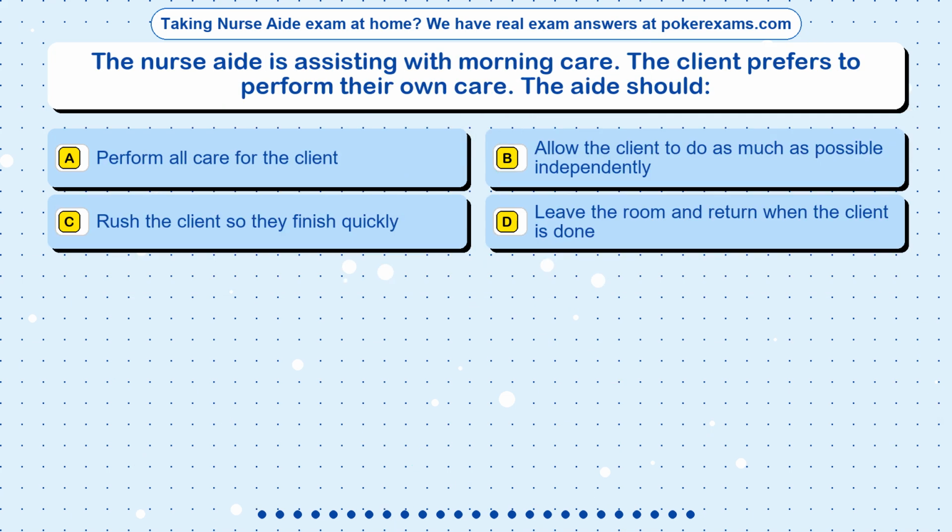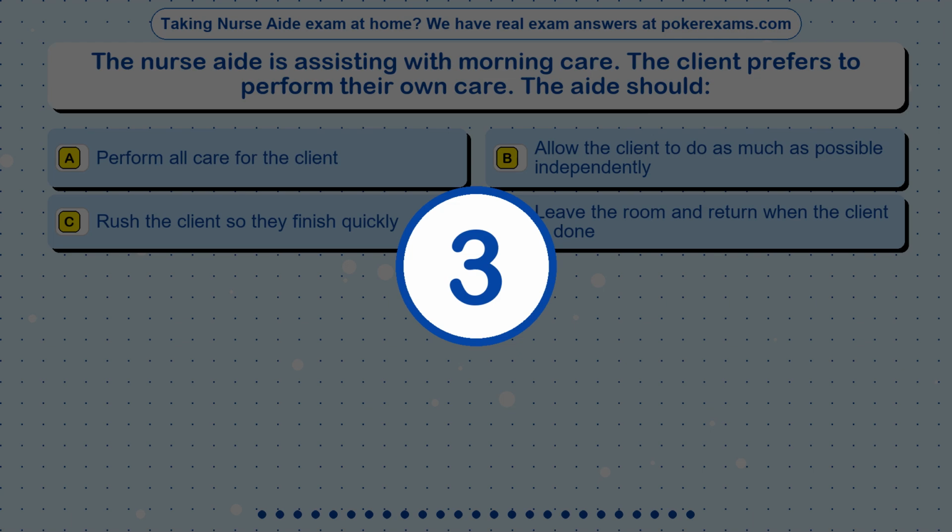Question 13. The nurse aide is assisting with morning care. The client prefers to perform their own care. The aide should: Option A. Perform all care for the client. Option B. Allow the client to do as much as possible independently. Option C. Rush the client so they finish quickly. Option D. Leave the room and return when the client is done.